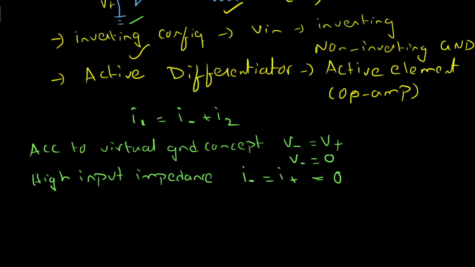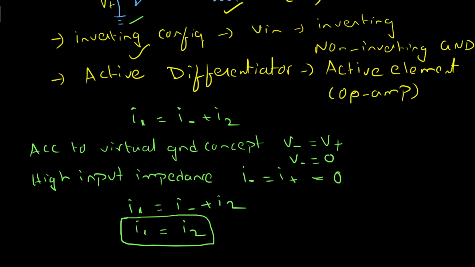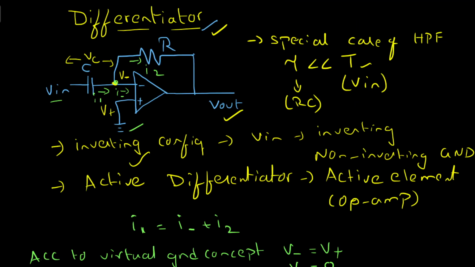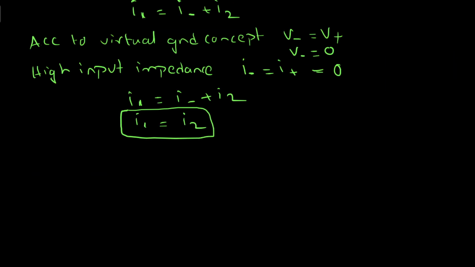So now what will happen? I1 equals I minus plus I2 becomes I1 equals I2. So the flow of current through the capacitor is equivalent to the flow of current through the resistor. Okay. So here we can derive the output voltage Vout in two ways. Either you can use nodal analysis or you can use these currents. For example, let us use these currents. Okay, now let us derive.